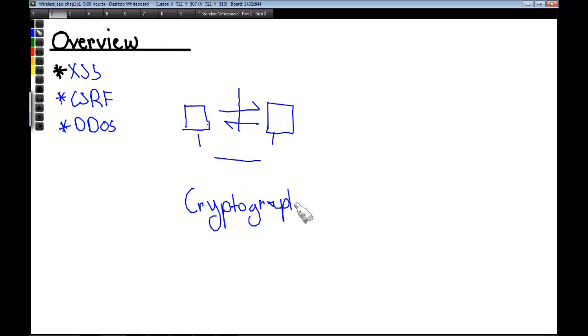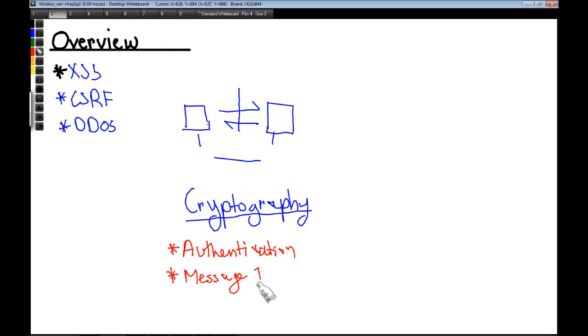So when we talk about cryptography, it must meet three important objectives. The first one is authentication. The second one should be message integrity. And the third one is encryption. So now let's discuss all of these three objectives in more detail with an example.